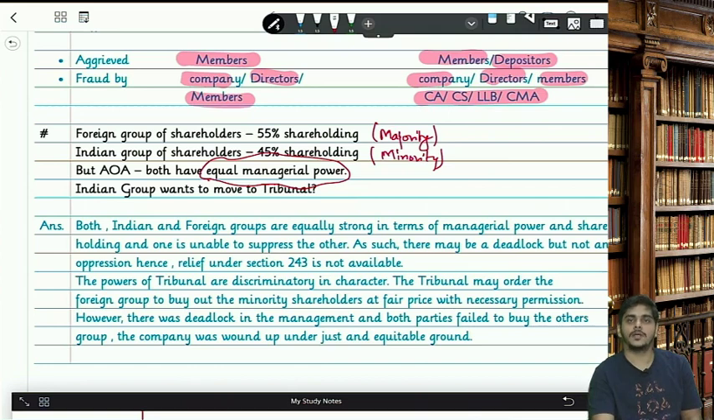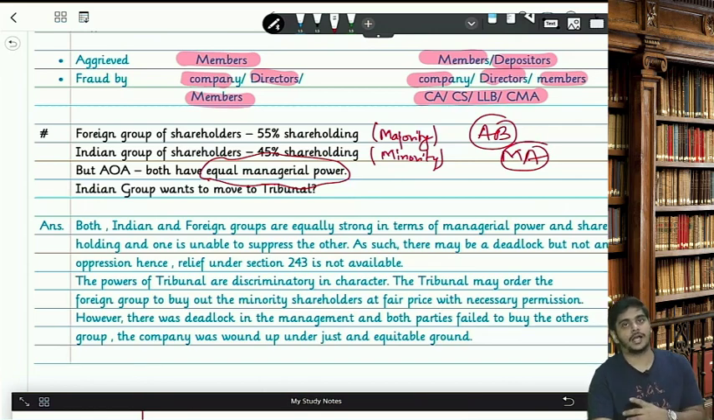Now, due to some wrong action, there was a dispute between both the groups. I have not covered the entire story, I am just telling you. Due to some dispute, both the groups had some disconnect basically. They were fighting, for example, about the appointment of chairperson. Foreign group says AB would be the chairperson of the company. Indian group says Mukesh Ambani would be the chairperson. Foreign group is saying, because they are holding 55%, Abhishek Bansal would be the chairperson.